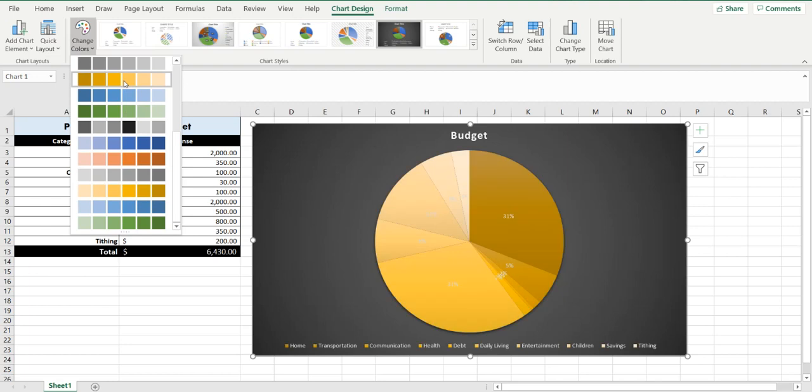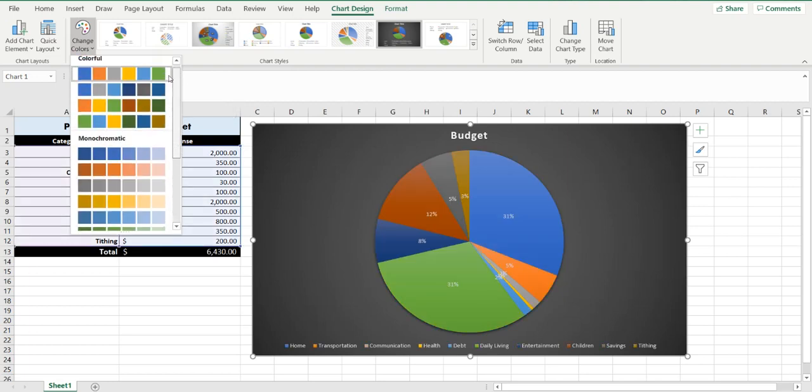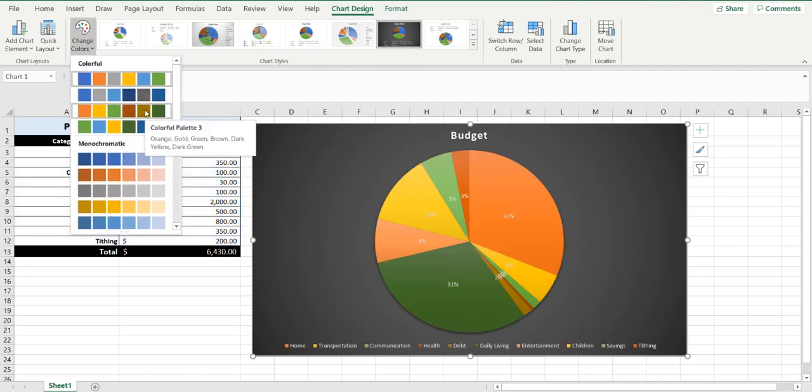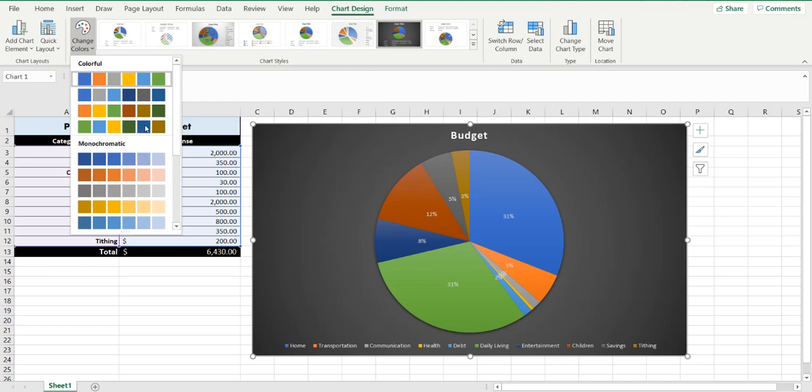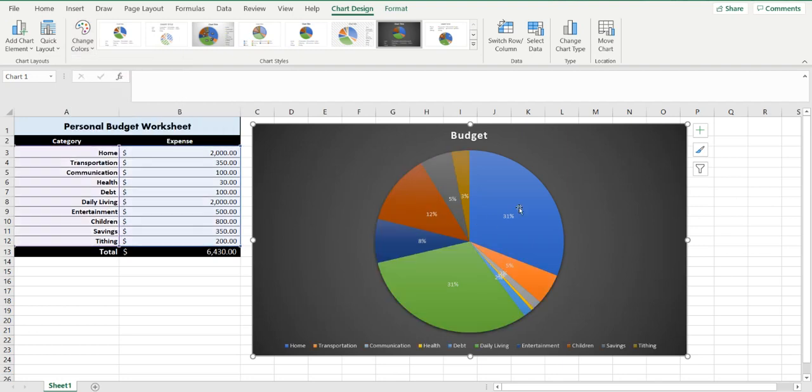So it looks a little dark, yellow. I think I like the different colors here. This guy looks good. Okay, so you can look here and say, oh, look, the blue category and the green category are both really big. What are those categories? So you've got home and then daily living. And you can kind of look there and see where your percentages fall.